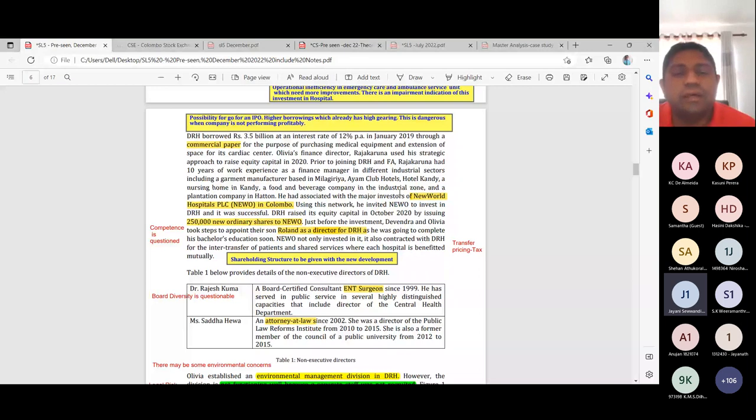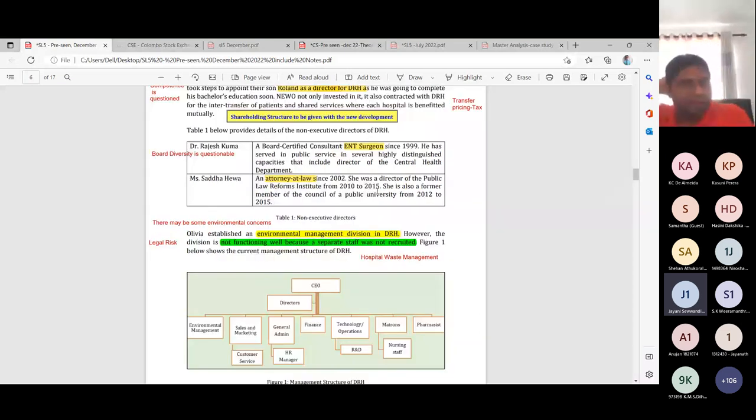So then, this transfer pricing is another area you can look at carefully. Even segment reporting is another area you can look at. Table 1 below provides details of the non-executive directors of DRH. So now they were talking about 5 directors. Right now they have two others. They are giving information about 2 non-executive directors, Dr. Rajesh Kumar and Sadda Heva.